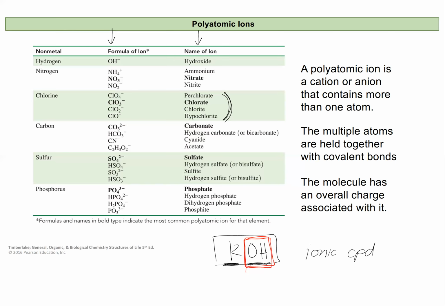If I didn't have this chart, I could still figure out its charge. I would separate these and say, well, I know my cation has a plus charge because potassium is in the first group, so it's +1. That means if I have just one of these hydroxide molecules, it has to balance out this +1 charge. So it must be -1.